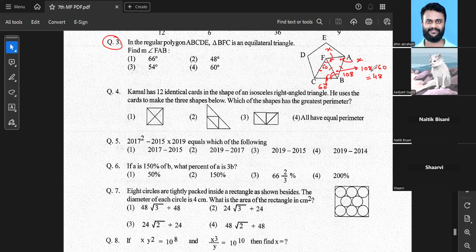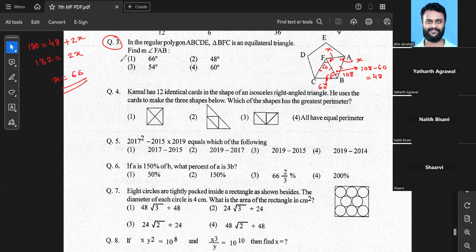Anyway, coming back, this particular angle is how much? 48. So for this triangle, 180 is equal to 48 plus 2x. So that gives me 180 minus 48, which is 132. So 132 is equal to 2x. That gives you x equal to 66, and that's your answer.